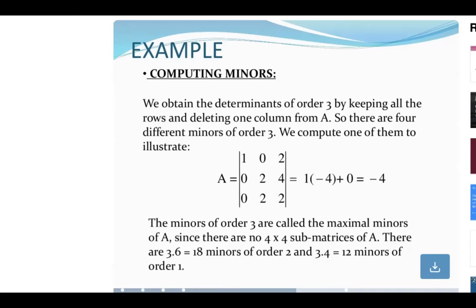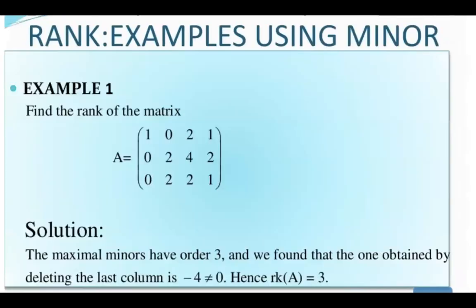Therefore, there are 18 minors of order 2, and 12 minors of order 1. So this is an example of computing minors, and now the next one.